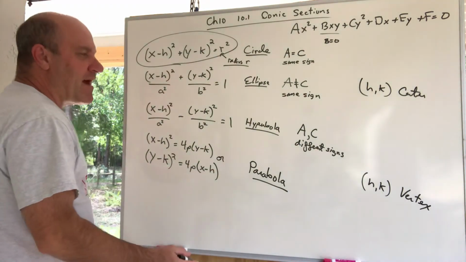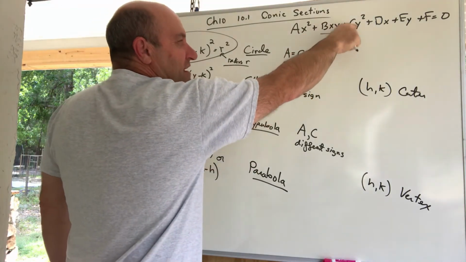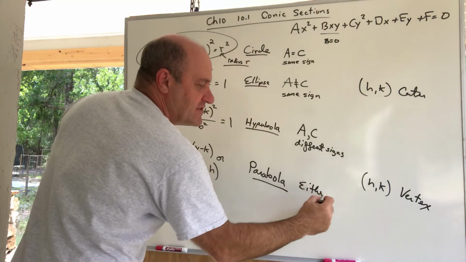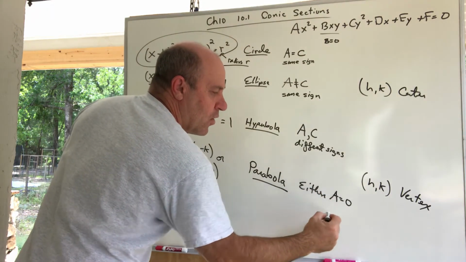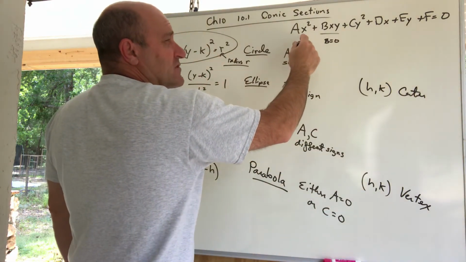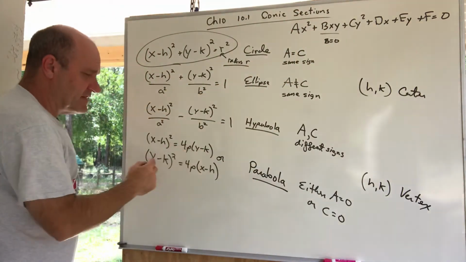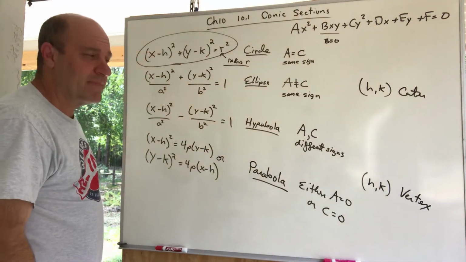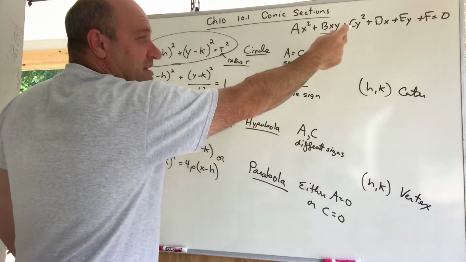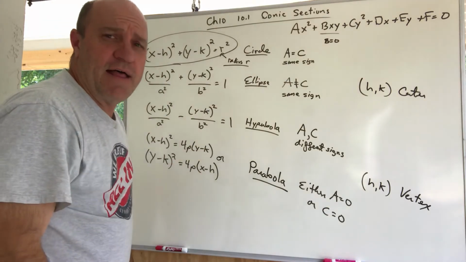And how do you get a parabola then? Well, you can't have an x squared and a y squared. One of these has got to be gone. So either a is 0 or c is 0. So you either have an x squared and not a y squared, or you have a y squared and not an x squared to become a parabola. So that's cool. That a and c dictates how you get from that general second degree to one of these conic sections. All right, that's enough there.